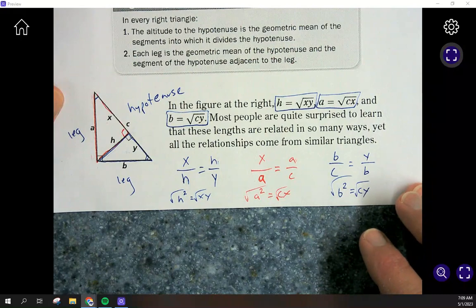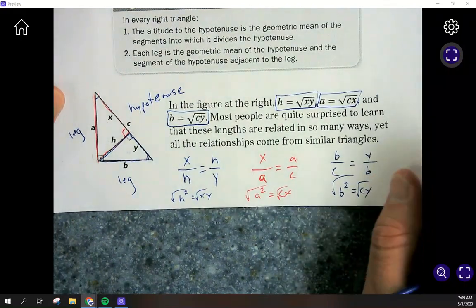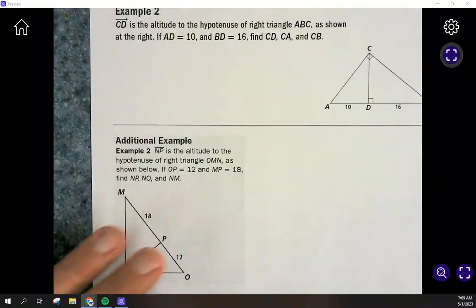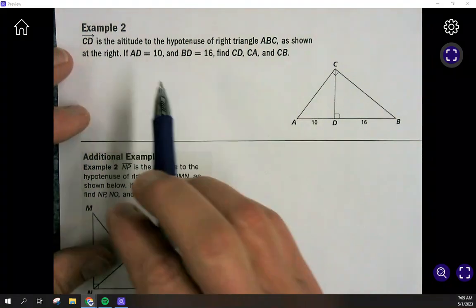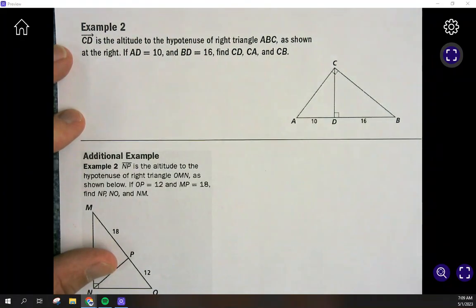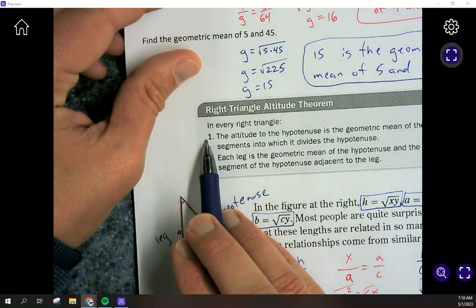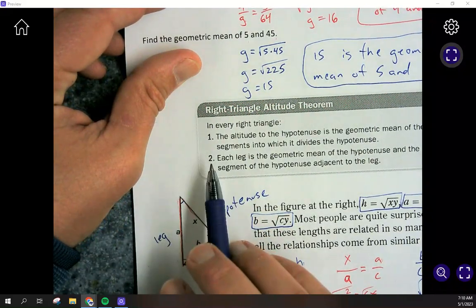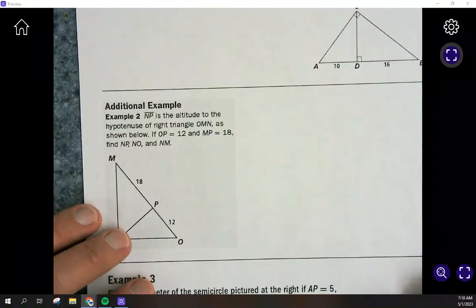All right, so if we kind of got lost in the weeds on all that, I apologize. But once we start plugging numbers in here, this will be real easy for you to solve. So let's take a look at the back. So example number 2 here. CD is the altitude. Okay, that's all given to us here. They gave you these numbers, 10 and 16. They want you to find these three pieces. So these are the three different pieces that we're going to look at referring back to here. One of them comes from number 1, and then we have each leg, so we have 2 situations here on number 2. These 3 different things can help us solve for these pieces.